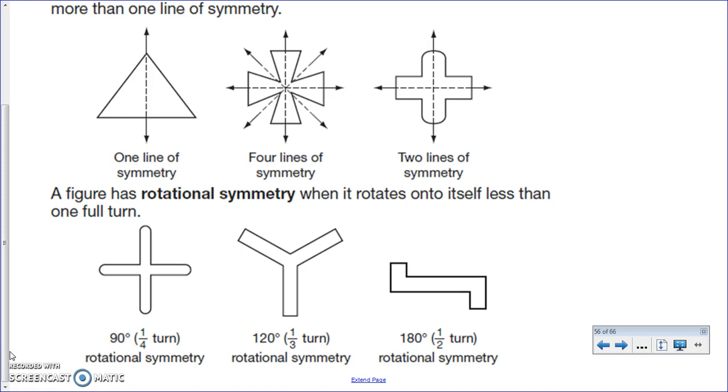The Y has 120-degree or 1/3 turn rotational symmetry. So every time I turn it a third of the way around, it will end up exactly on top of itself. Finally, the last shape has 180-degree or half-turn symmetry. So if I turn it 180 degrees, it will land on top of itself.